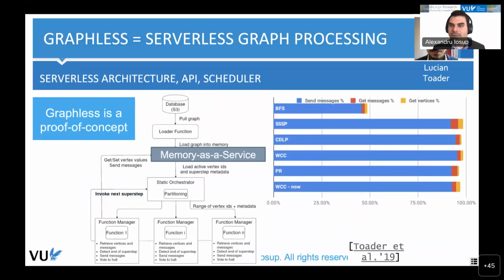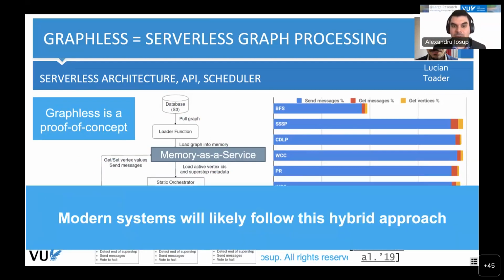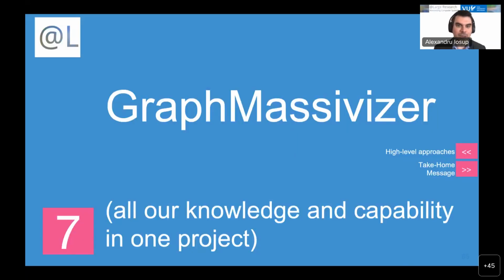Turns out we tried many different architectures. This is the best result we've gotten so far. Turns out you can actually run graph processing in a serverless mode. The performance penalty actually exists, but we think we know why it's there. It's this blue part of each bar that is way too large relatively to what is happening inside the computation, the other parts. So that's the part that we should improve. Now, we don't know if this will gain traction in general, but we think that modern systems will actually follow this hybrid approach. Okay, then I've given you high-level and low-level techniques.